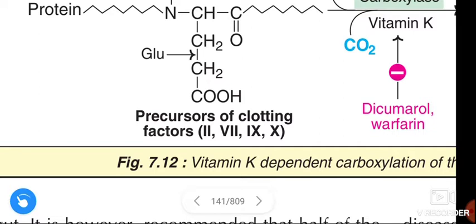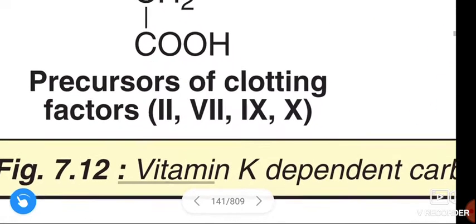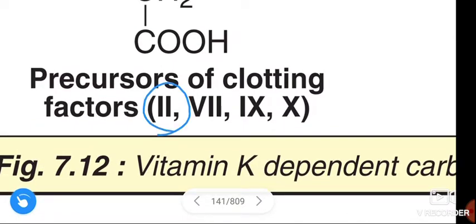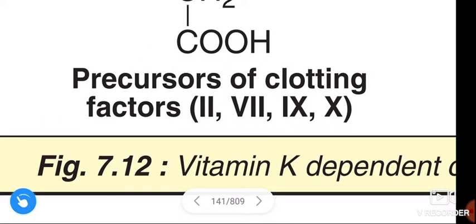This vitamin K brings about post-translational modification of these precursor clotting factors. Remember these precursors of clotting factors. We are talking about the 2nd, 7th, 9th and 10th clotting factors.